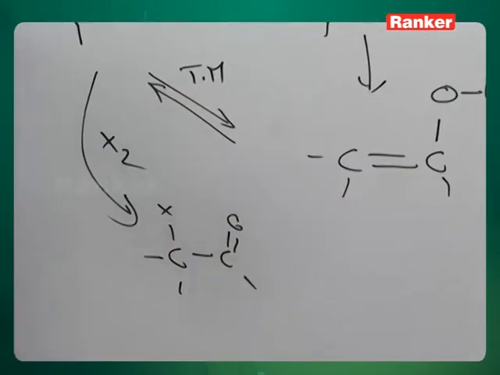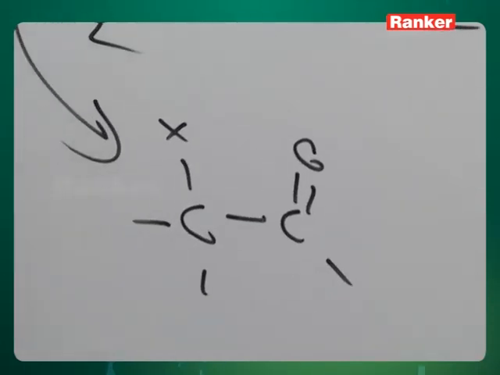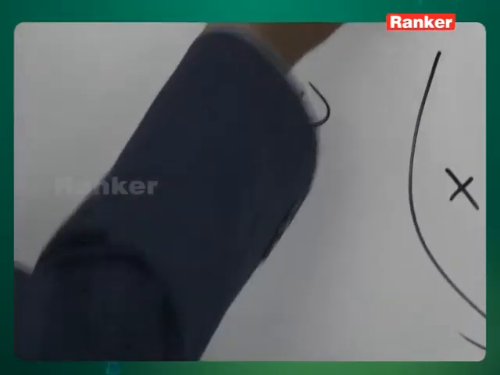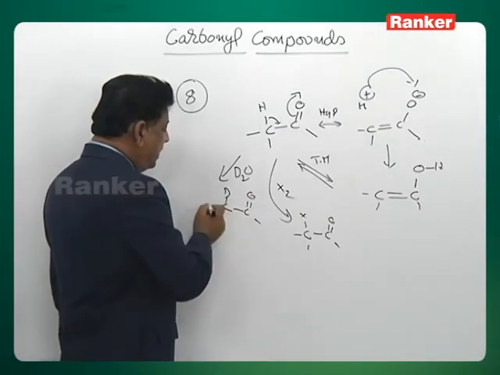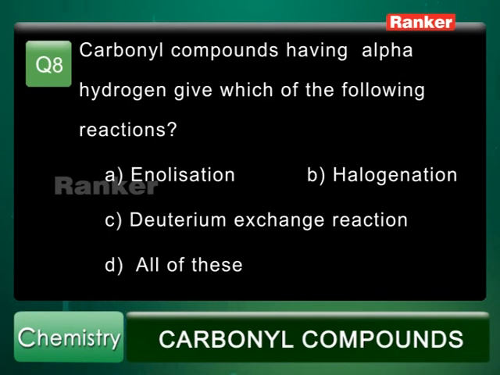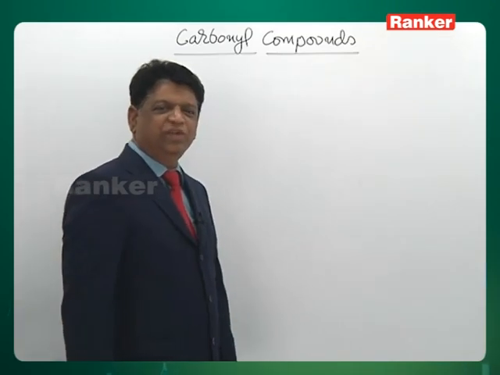So halogenation is also right, and this hydrogen can exchange with D2O. If you add D2O, the hydrogens can exchange with D also. So all of these A, B, C are right. So therefore the last option, that is all of these, is the right answer. So answer D will be the right answer. So let's go for question 9.